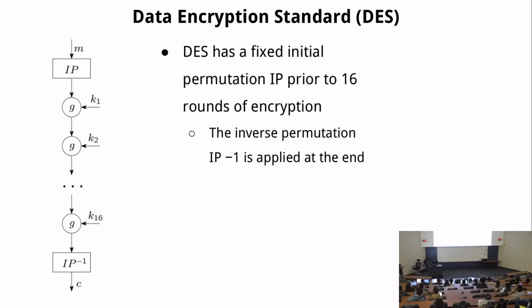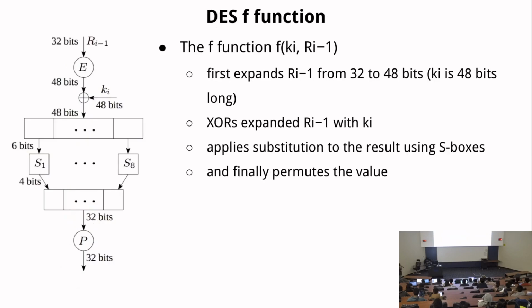But at the beginning, before going into those 16 iterations of the function G, there is another round of permutation here. And after that, there will be a reversed operation of permutation. So that is the basic design of DES.